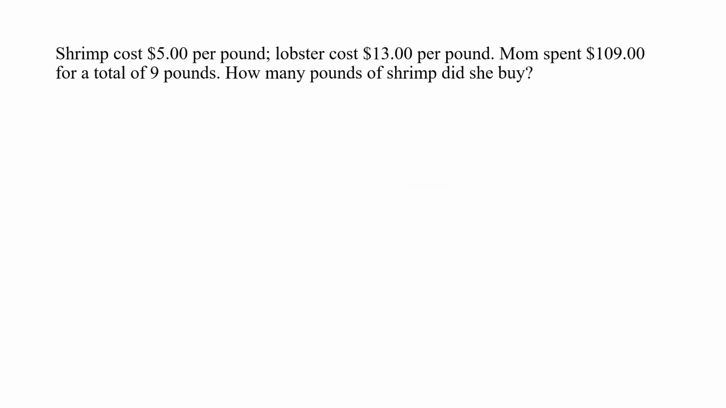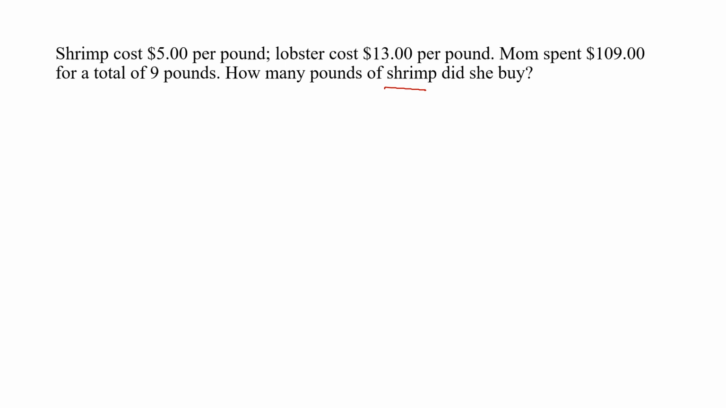This one says shrimp cost $5 per pound, lobster cost $13 per pound. Mom spent $109 for a total of 9 pounds. How many pounds of shrimp did she buy? So the first thing I need to notice is all I need to solve for is shrimp. It doesn't ask me about lobster, so my focus needs to be solving for shrimp.